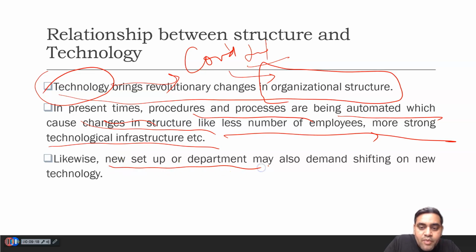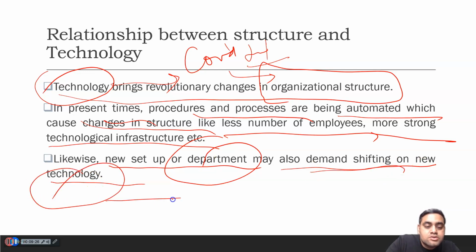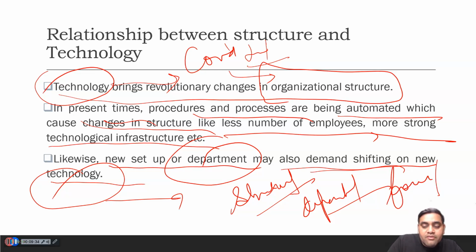Likewise, setting up a new department may also demand shifting to new technology. So when you are setting up a new department or a new machine, you're bringing in new technology, and that will also affect your structure, because that can force you to start a new department, or even, at certain times, a new product line.